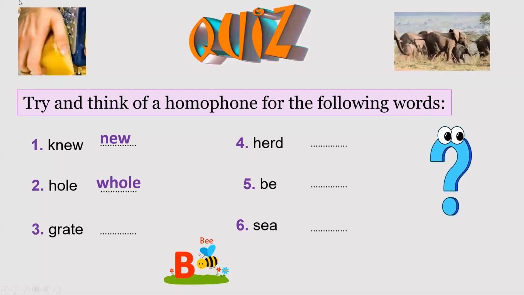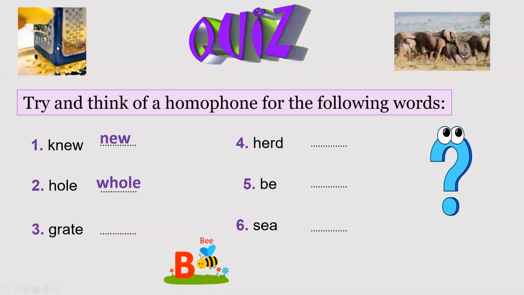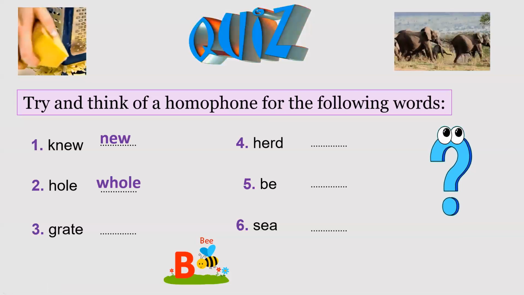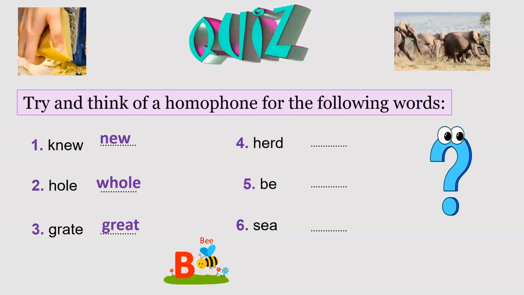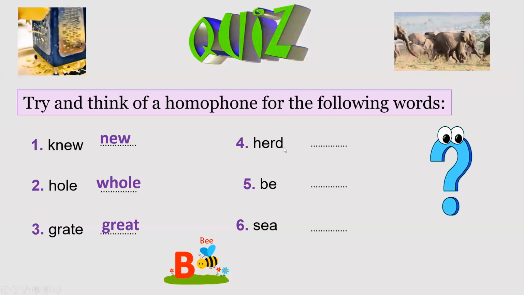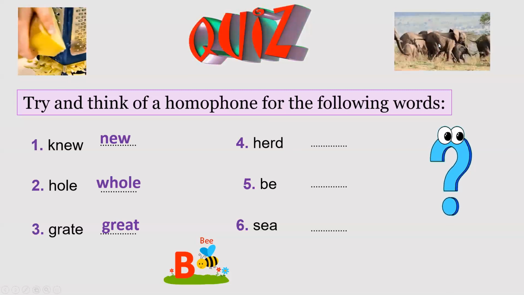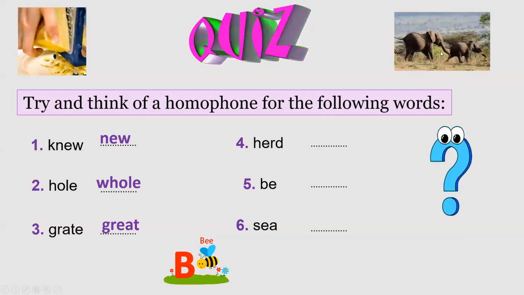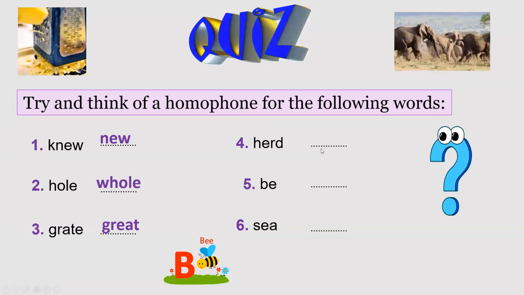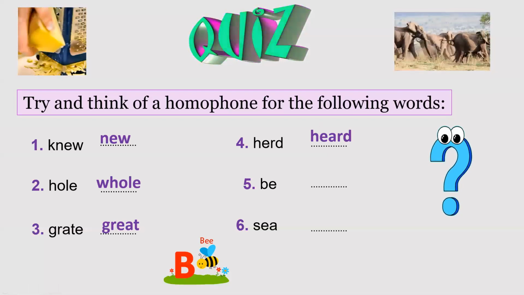Great. You know what it is to grate? To grate cheese for pasta or pizza, for example. Very good. Now, great. Can you think of a homophone? Yes, it is the adjective great, which means very good, excellent. Herd. You know what a herd means? A herd is a large group of animals. This is a herd of elephants. You can say a herd of cows. Can you think of a homophone for this word? Yes, it is the verb heard, which is the past simple of the verb to hear.